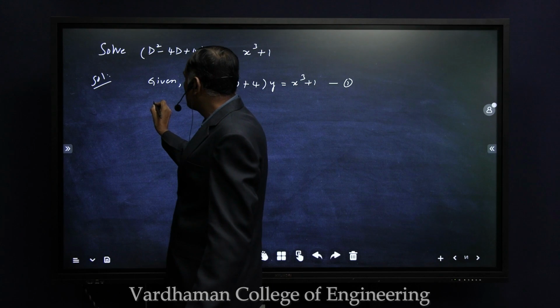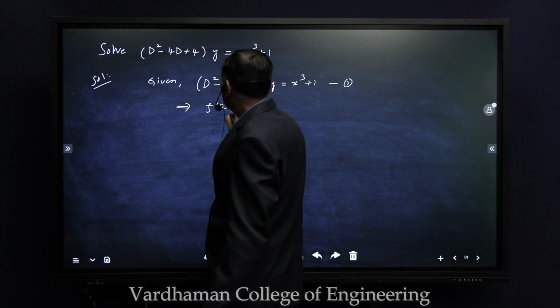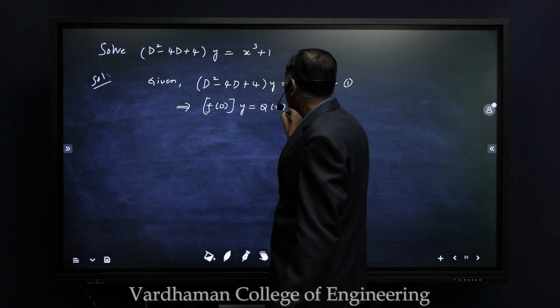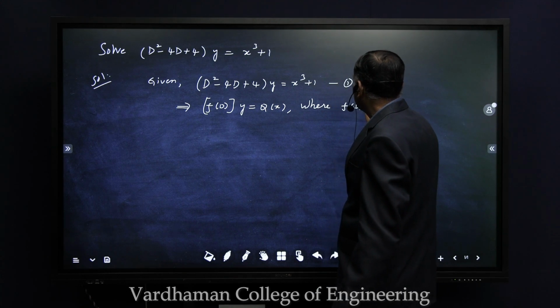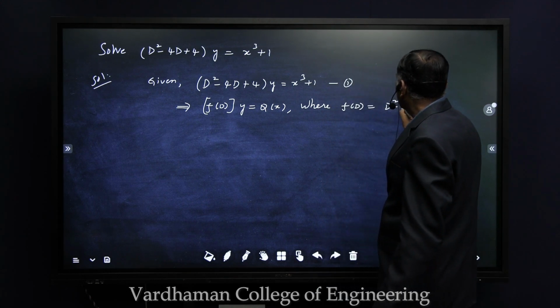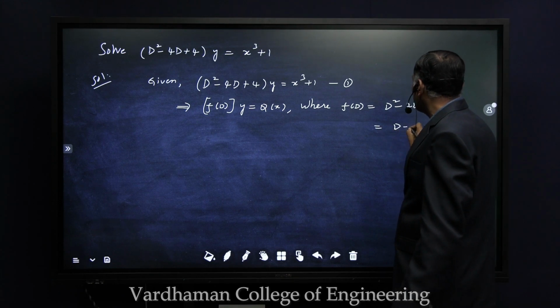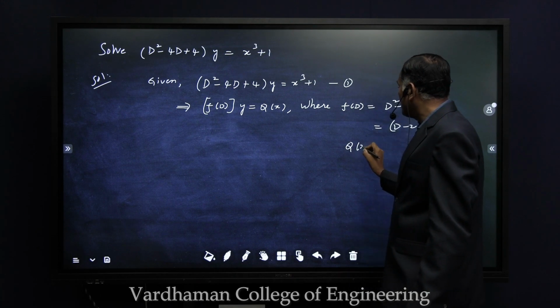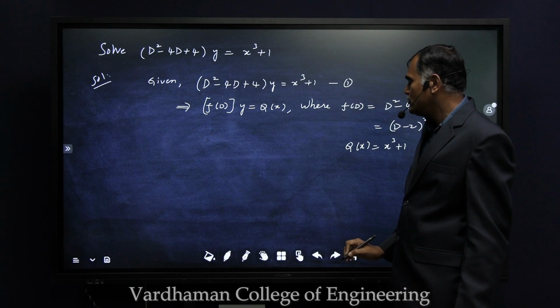One can be written as f of D into y equals q of x, where f of D is nothing but D square minus 4D plus 4. This is nothing but we can write (D minus 2) whole square. And what is q here? q is x cube plus 1. It is a polynomial in x.